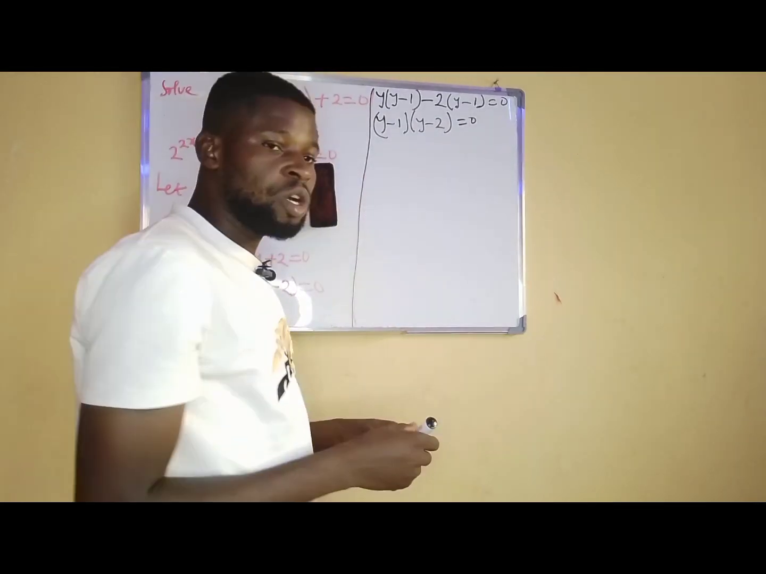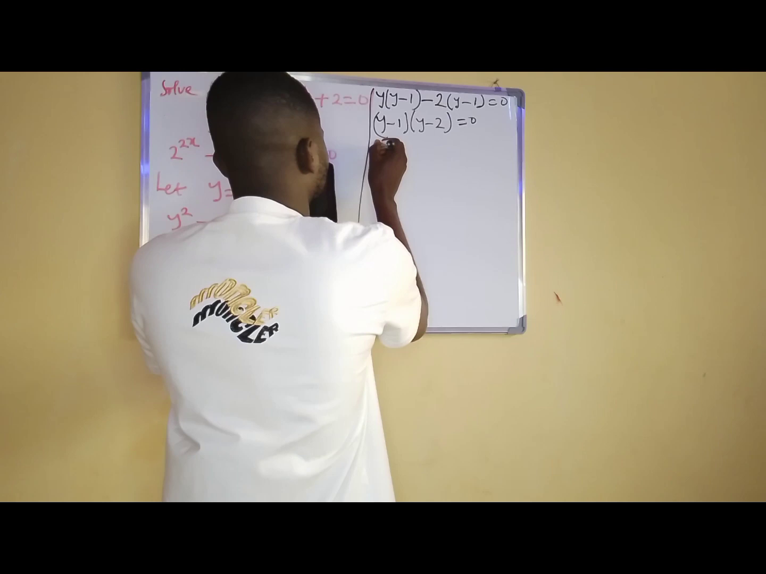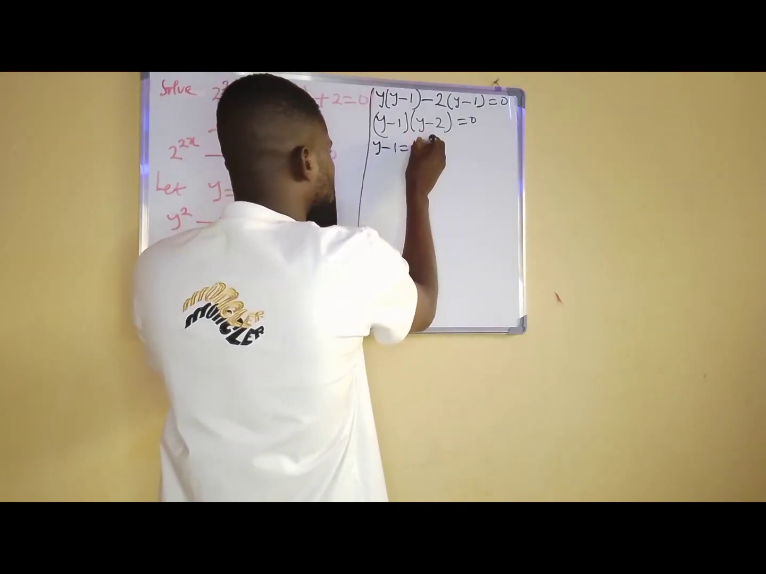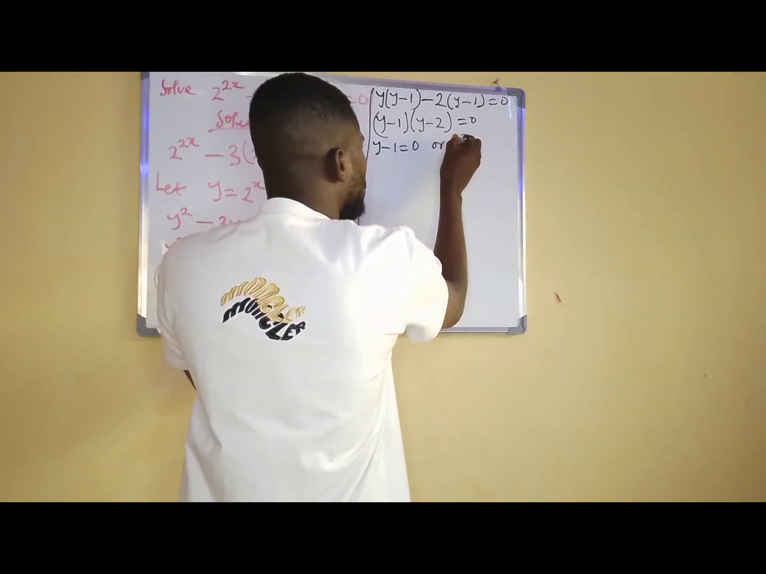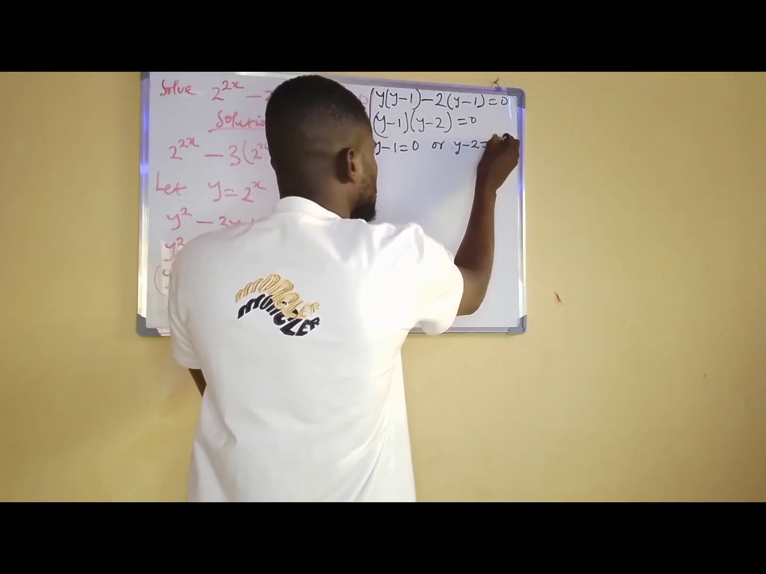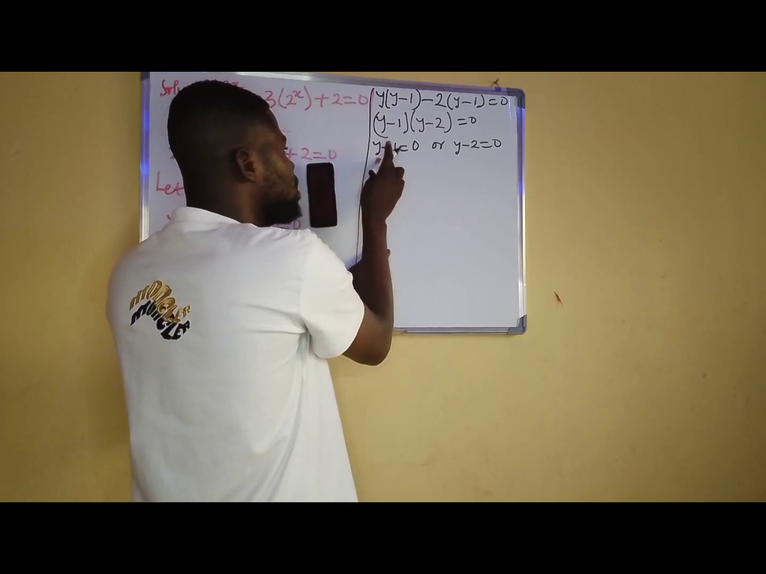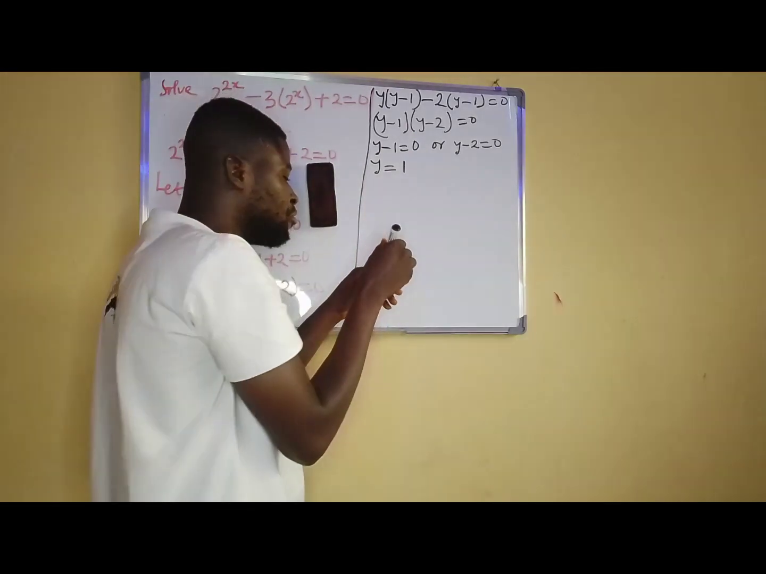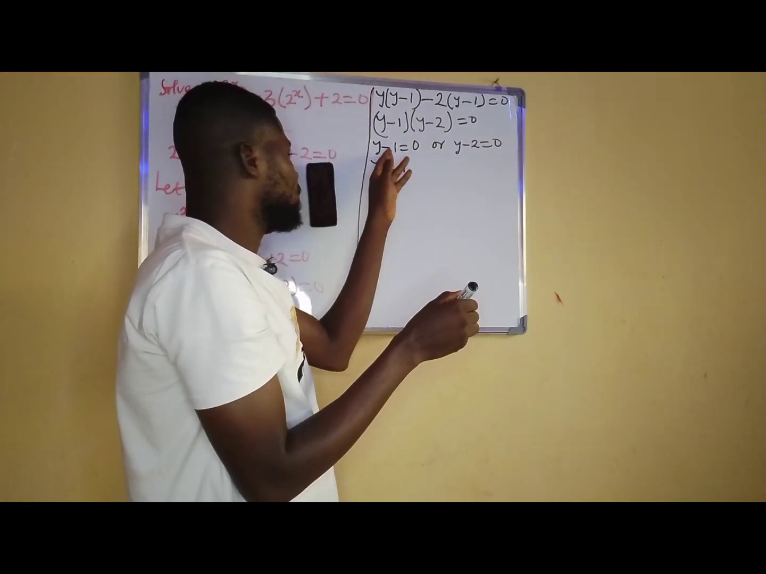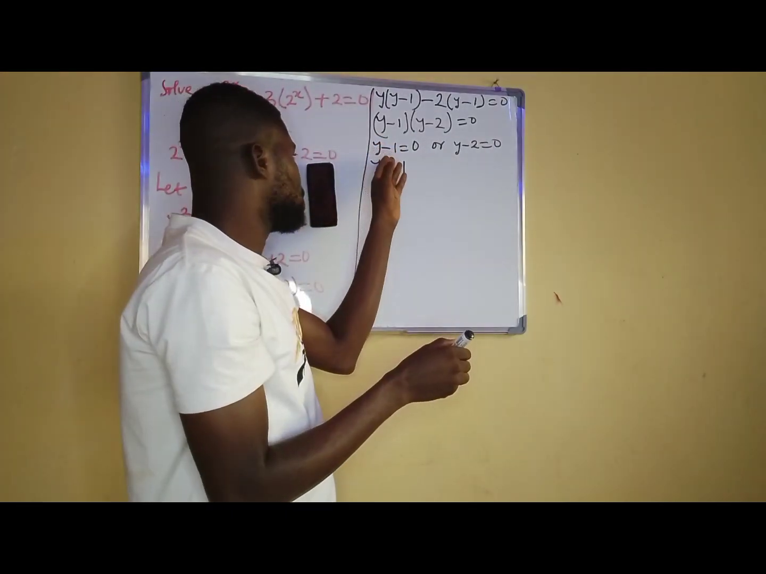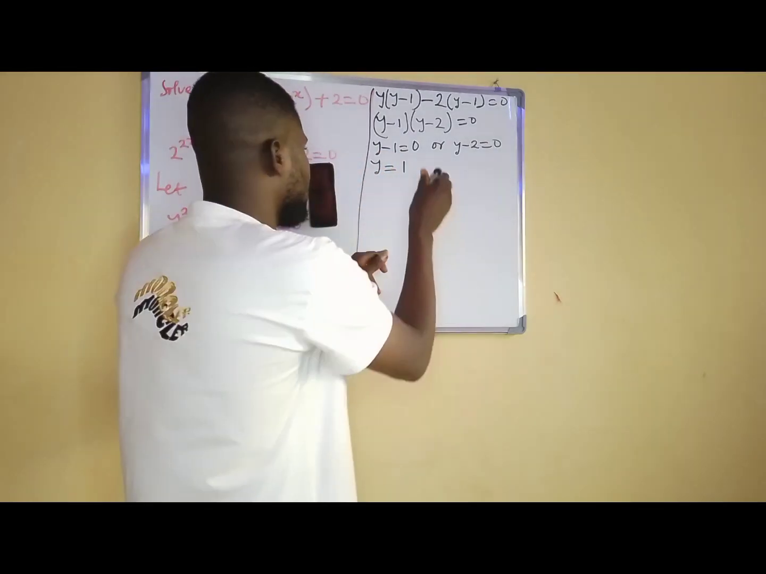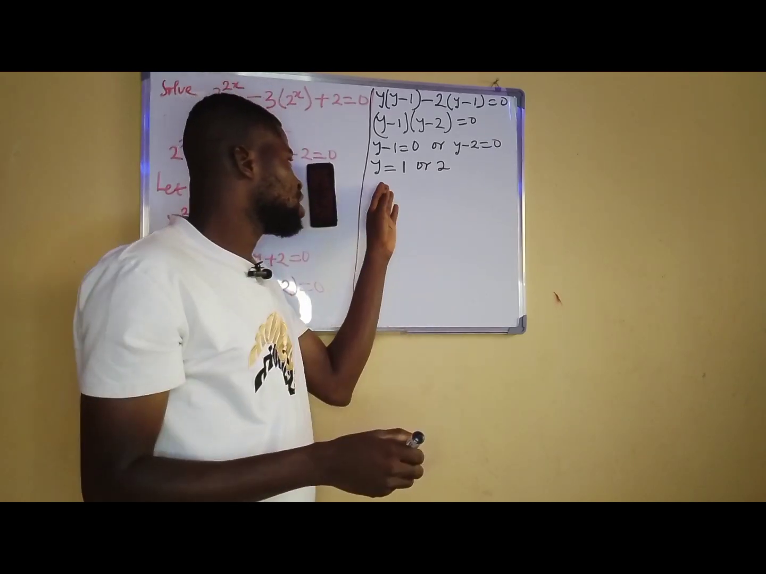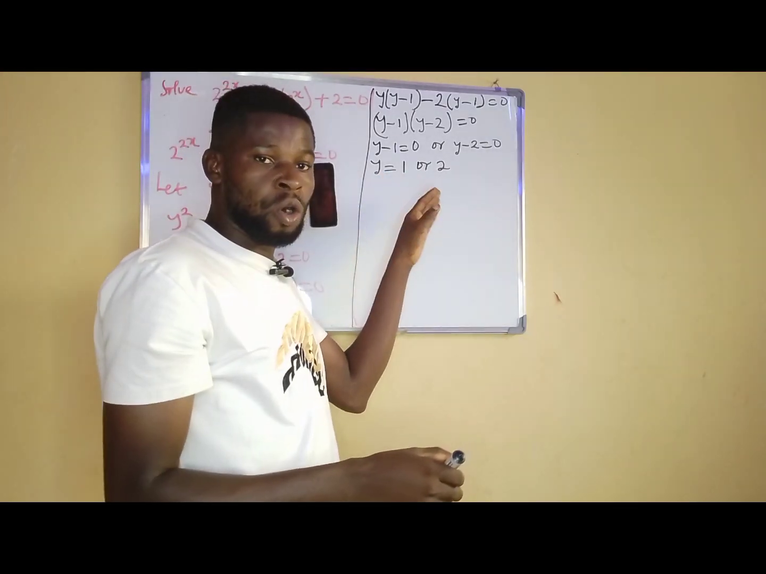Now, from this point, what do we do again? We say y minus 1 is equal to 0, or y minus 2 is equal to 0. From this, we have that y is equal to 1. When negative 1 crosses the sign of equality, the negative sign will change to positive, or 2. Same thing applicable here. And that is to say that y is equal to 1 or 2.